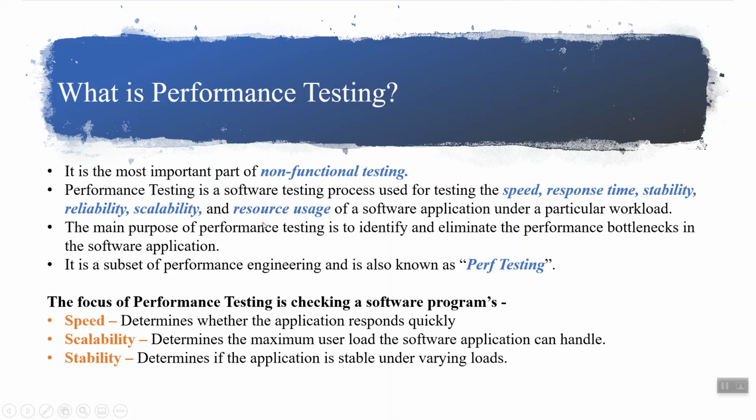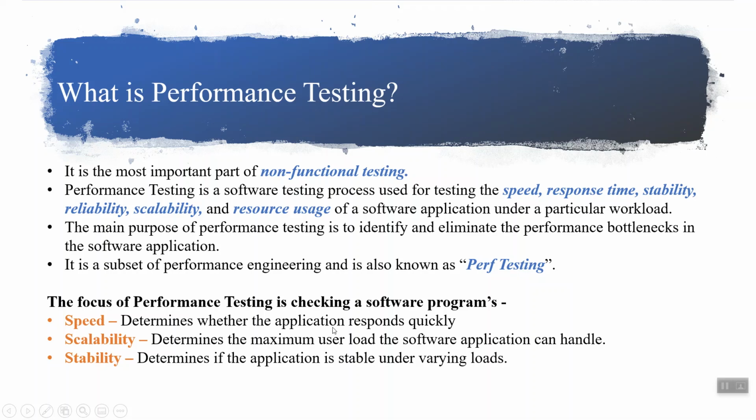Based on this, there are different types of performance testing also. The main purpose of performance testing is to identify and eliminate the software bottlenecks in the software application. Performance testing is a subset of performance engineering and is also known as perf testing. The focus of performance testing is checking the software program for speed, scalability, and stability.